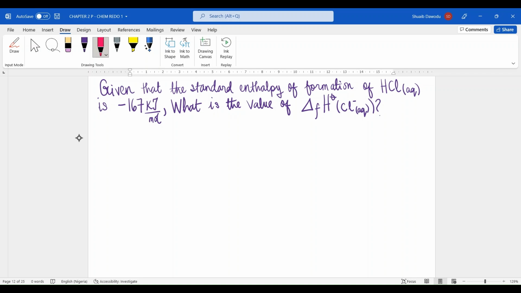So today we're going to be working on the question on the screen that says, given that the standard enthalpy of formation for HCl aqueous is negative 167 kilojoule per mole, what is the value for change in enthalpy of formation for chlorine ion aqueous?